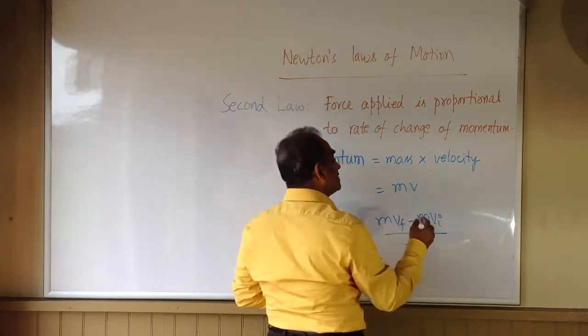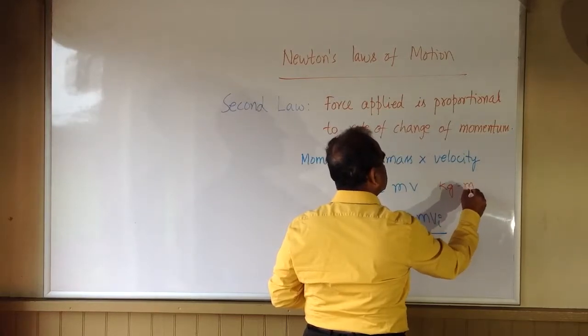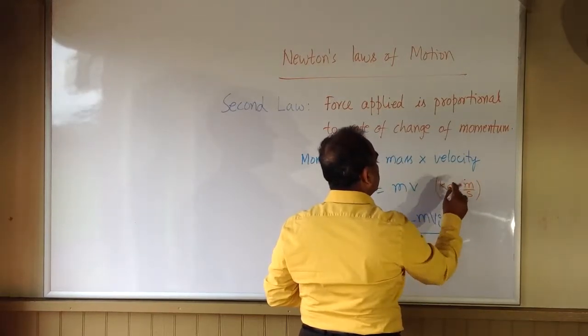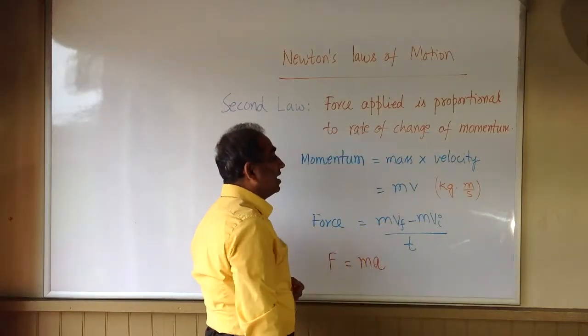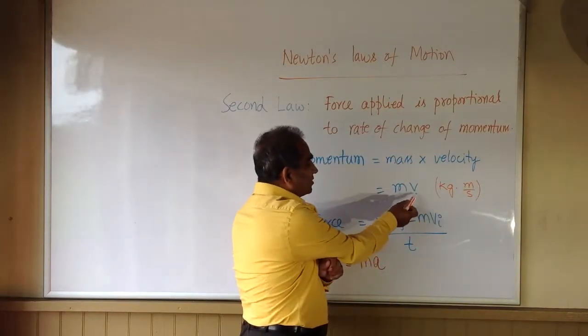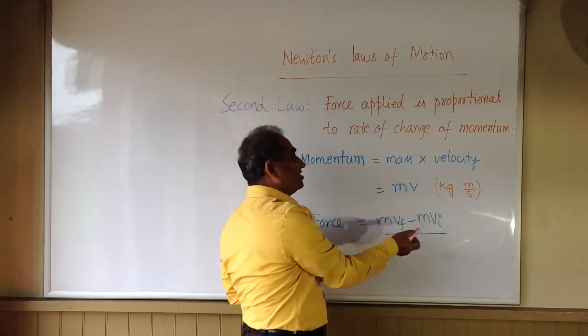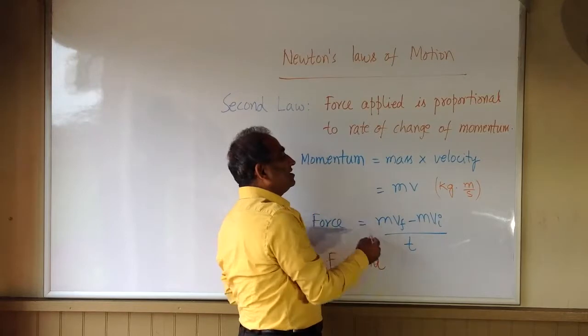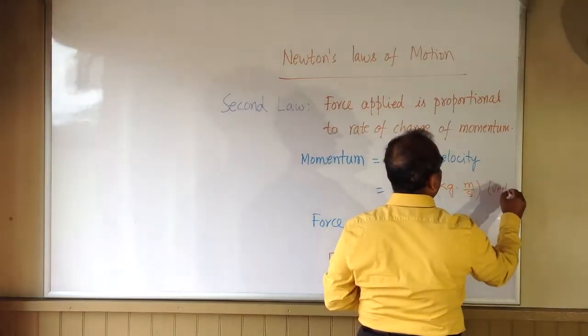And what are the units of this one? It is kg meter per second, so kg times meter per second. And since velocity is a vector quantity and mass is a scalar quantity, the product of these two is a vector quantity. So momentum is a vector quantity. We have to understand it's a vector.